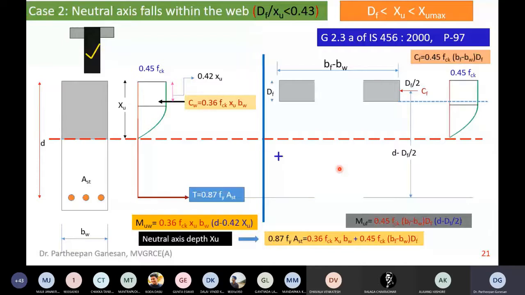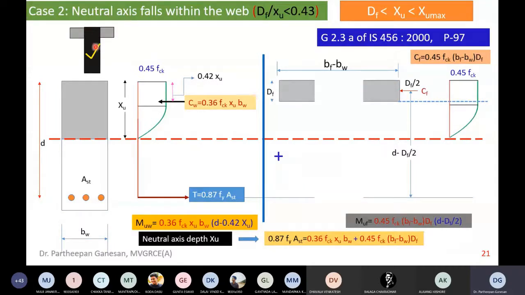Is that clear? So my tensile force is taken only by the steel because we are neglecting all of the concrete in the tensile zone. Only steel alone will be left. So tensile force is 0.87 fy Ast. And mostly we design only under-reinforced sections. That is why this is 0.87 fy. Otherwise, we would write fst into Ast. But for an under-reinforced section, the stress in the steel will be the yield stress. So 0.87 fy.